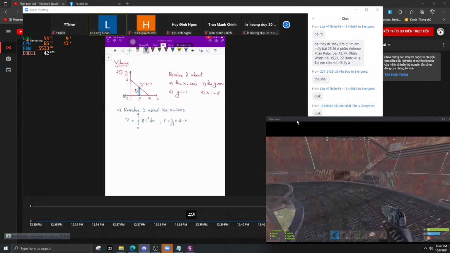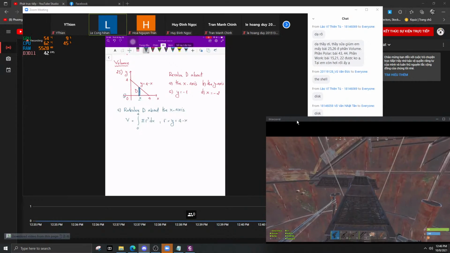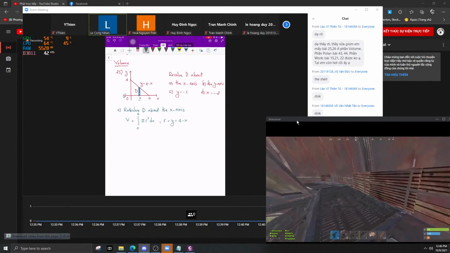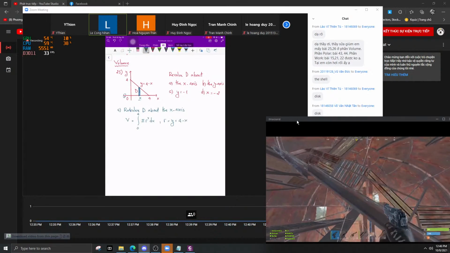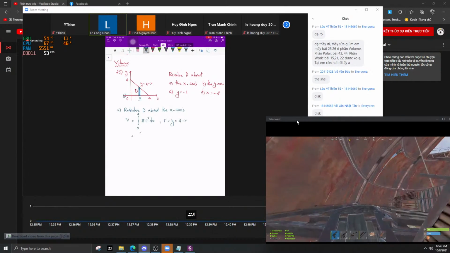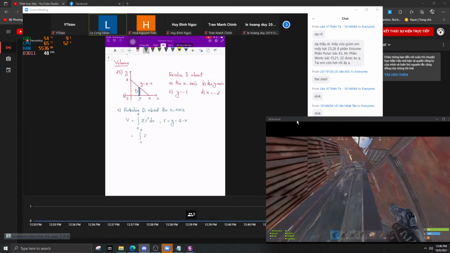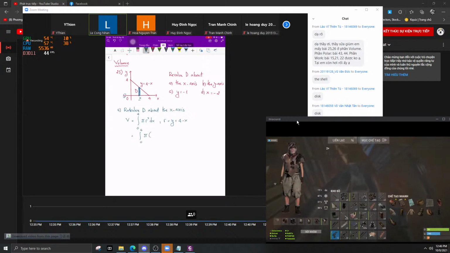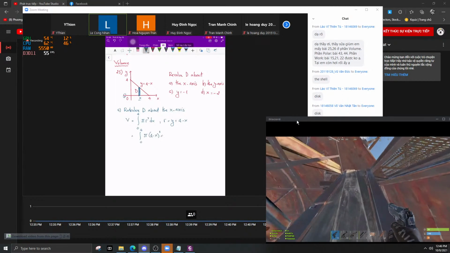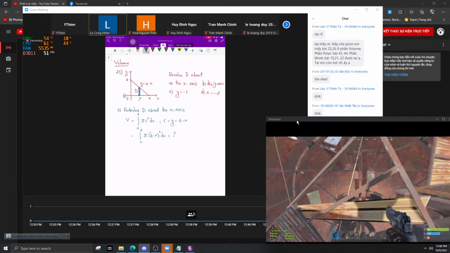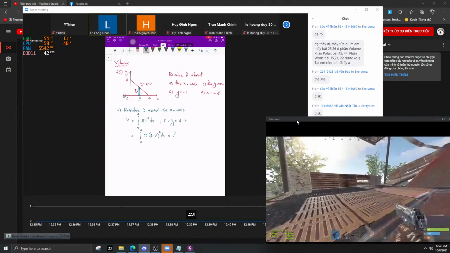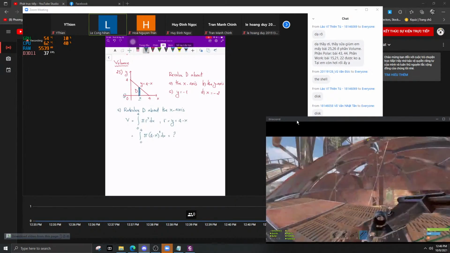Does it make sense? And therefore, we get the integral from 0 to 4 of pi times (4 minus x) squared dx. Compute this integral, and we get the volume of the solid of revolution.